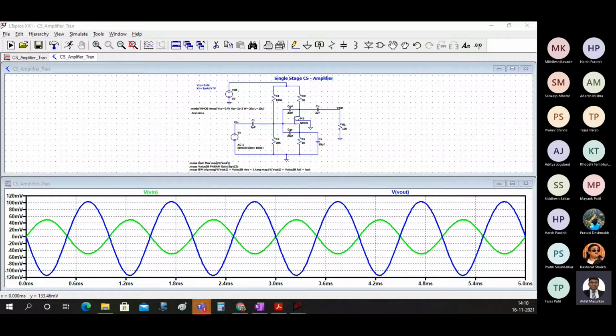Yes, Pranav, Tejas, come on, put your output in the chat box.